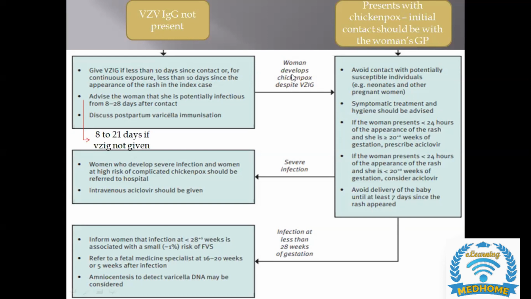And if on ultrasound we detect or suspect that a baby may have fetal varicella syndrome, then we need to do amniocentesis to detect varicella DNA. If the anomalies are not very clear and it is only a suspicion, then before termination of pregnancy it is very crucial to confirm the diagnosis by amniocentesis.